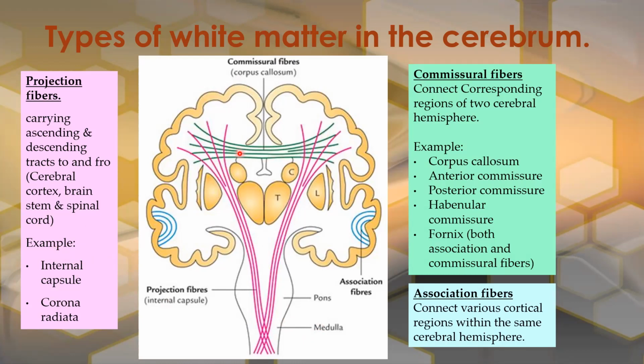The commissural fibers connect the right and the left cerebral hemispheres. Examples of commissural fibers are the corpus callosum, anterior commissure, posterior commissure, habenular commissure, and fornix. And association fibers connect various cortical regions within the same cerebral hemisphere. So if it is the right hemisphere, the connection is within the right hemisphere.